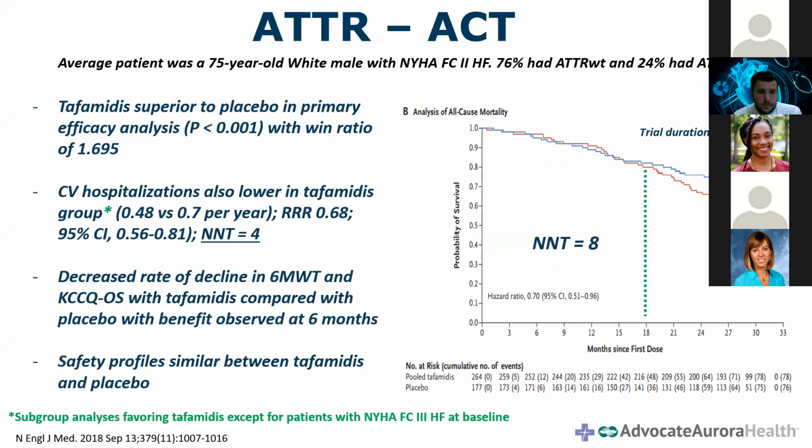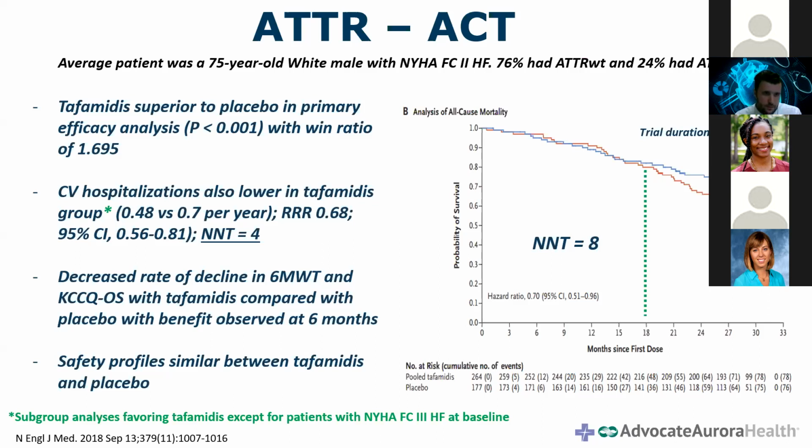Overall, the baseline characteristics were well balanced, and the average patient is a 75-year-old white male with functional class 2 symptoms. Three-quarters had wild-type disease, and the remaining had variant disease. The mean creatinine clearance was about 57. Median NT-proBNP was around 3,000. Median troponin I was 0.14, and the mean EF was 48%.